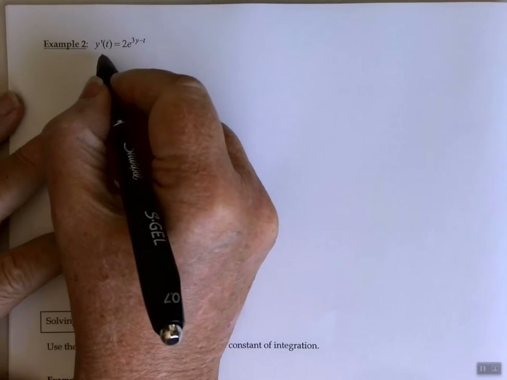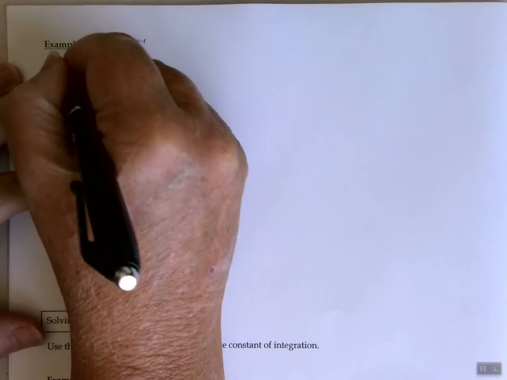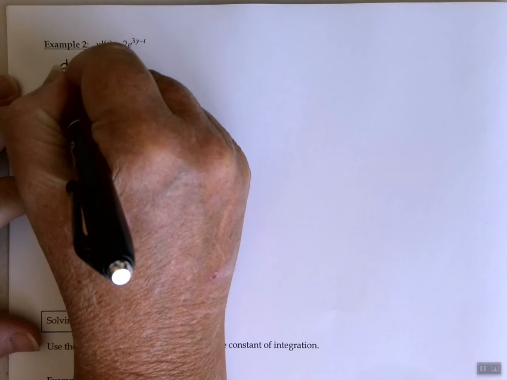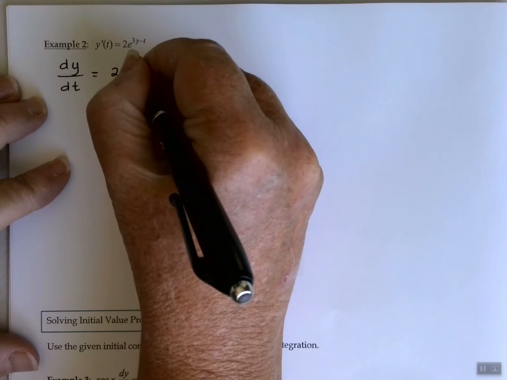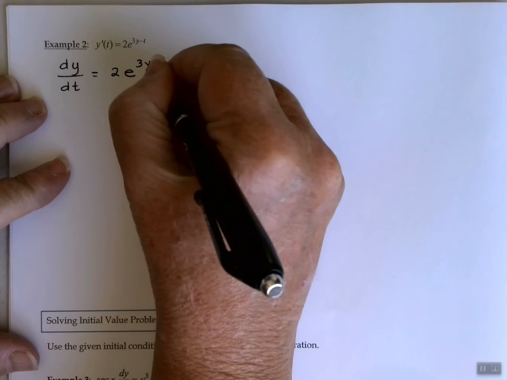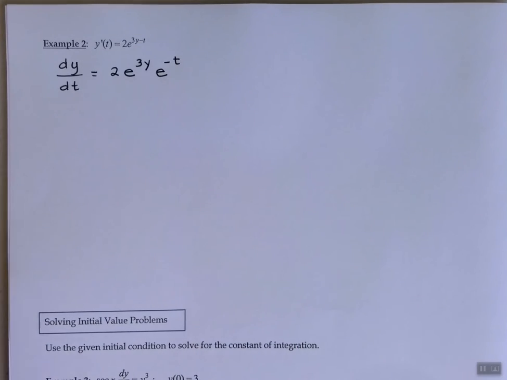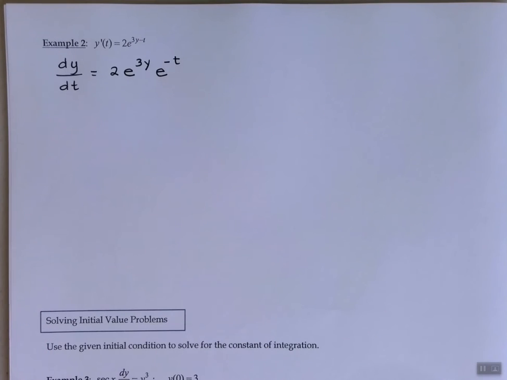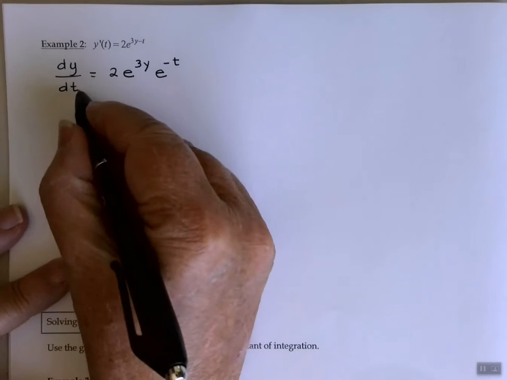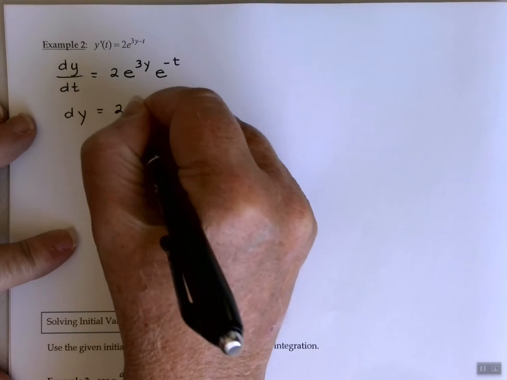All right, y prime is really dy/dt in this case. Notice that the independent variable is t. And I'm going to write that right-hand side as e to the 3y times e to the negative t. I know I'm going to have to separate my variables, and I can't do that while they're both in the same exponent, so that'll help me as I move forward. I will multiply by the dt to bring it over to the right-hand side.